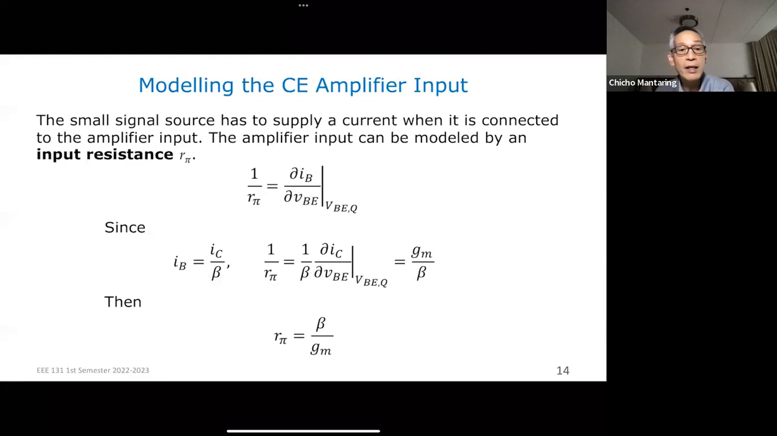Now let's consider the input. Let's model the common emitter amplifier input. When you connect the transistor to a source, naturally what that source will see would be a load. What is the load that source will see? In other words, if I have a source, kinabit ko ngayon yung transistor ko. So let's say this is my transistor.